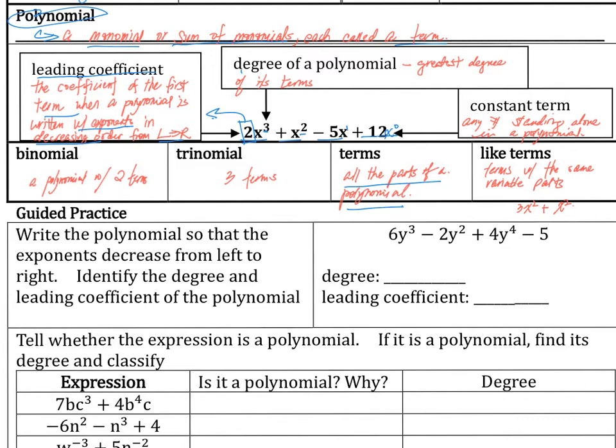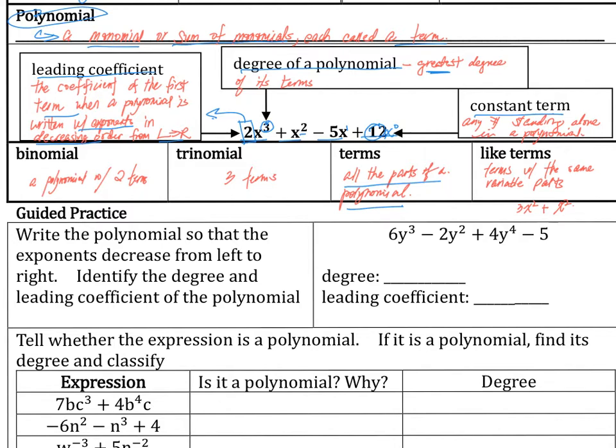The degree of the polynomial is the greatest degree of all its terms. So 3 will be the degree of this polynomial. And the constant term is any number standing alone in a polynomial. So in this case, 12 will be your constant term.